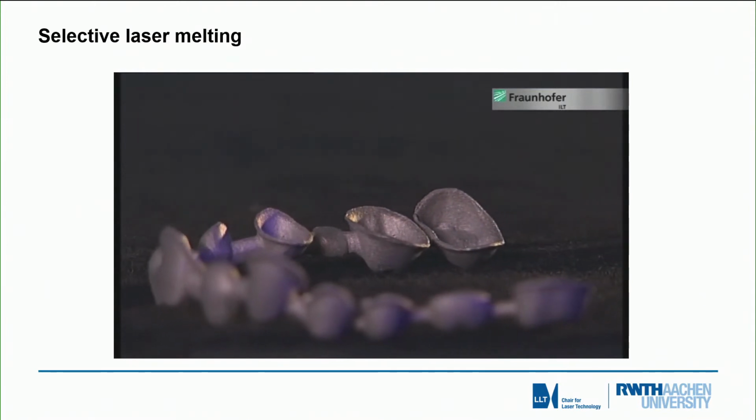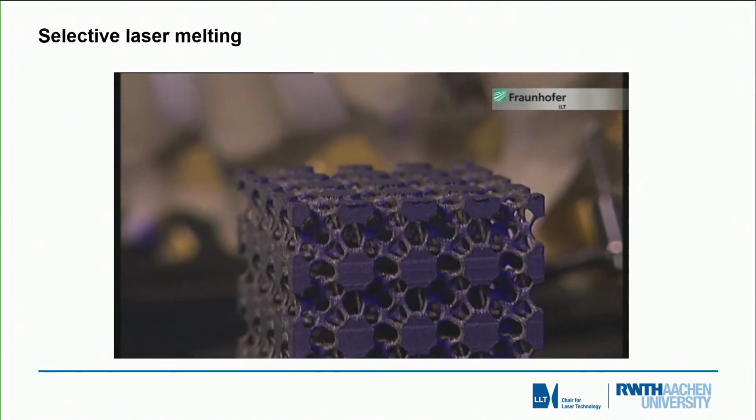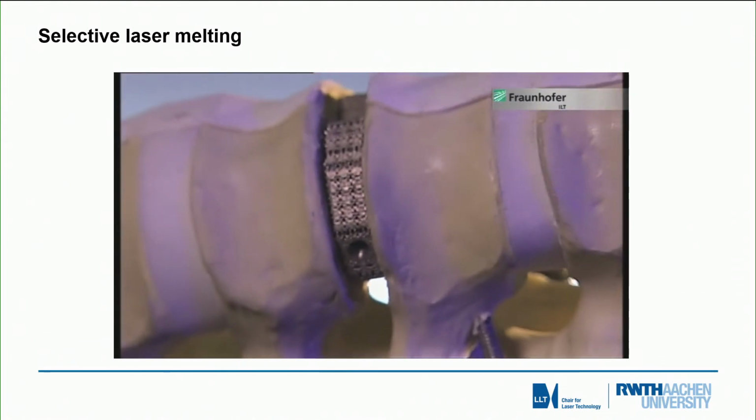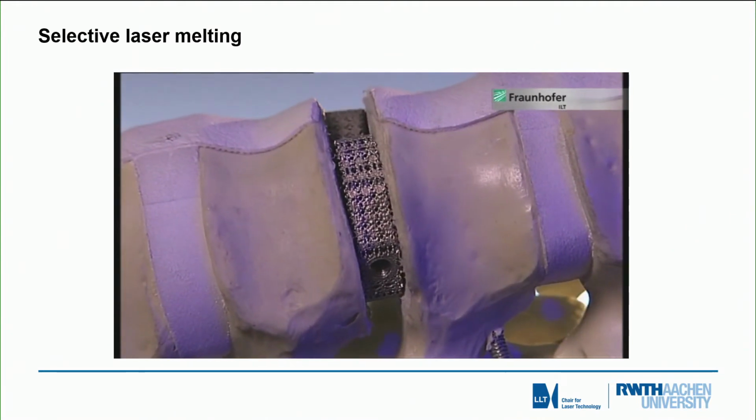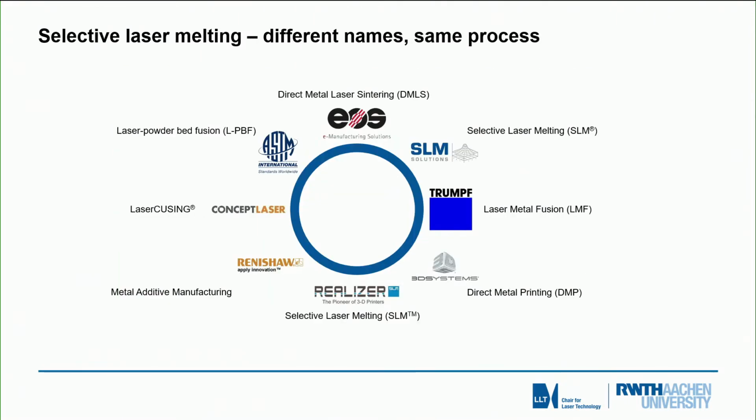So we can make individual parts, we can make very complex parts. These scaffolds or lattice structures are no additional effort, in this case for medical implants in the spine, which are examples how this very complex, capable process is used. Just one word on the terminology. Actually, there have been many names for the same process, depending on the culture of the industrial origin of the process or the machine.